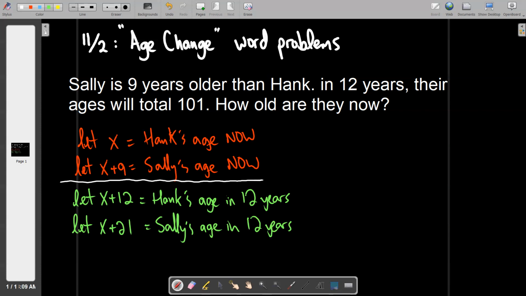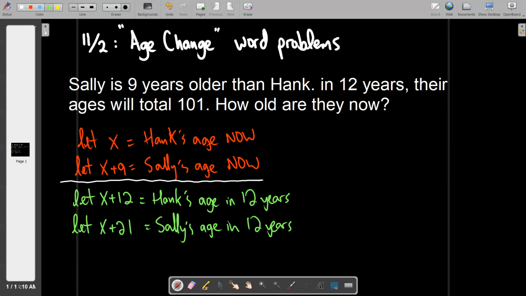So since the problem tells us that in 12 years, we're given the total of their ages, would you agree that we want to use the green variables? Okay. So what does it mean if their age total is 101? What does that mean? When they're added together, they will equal 101.